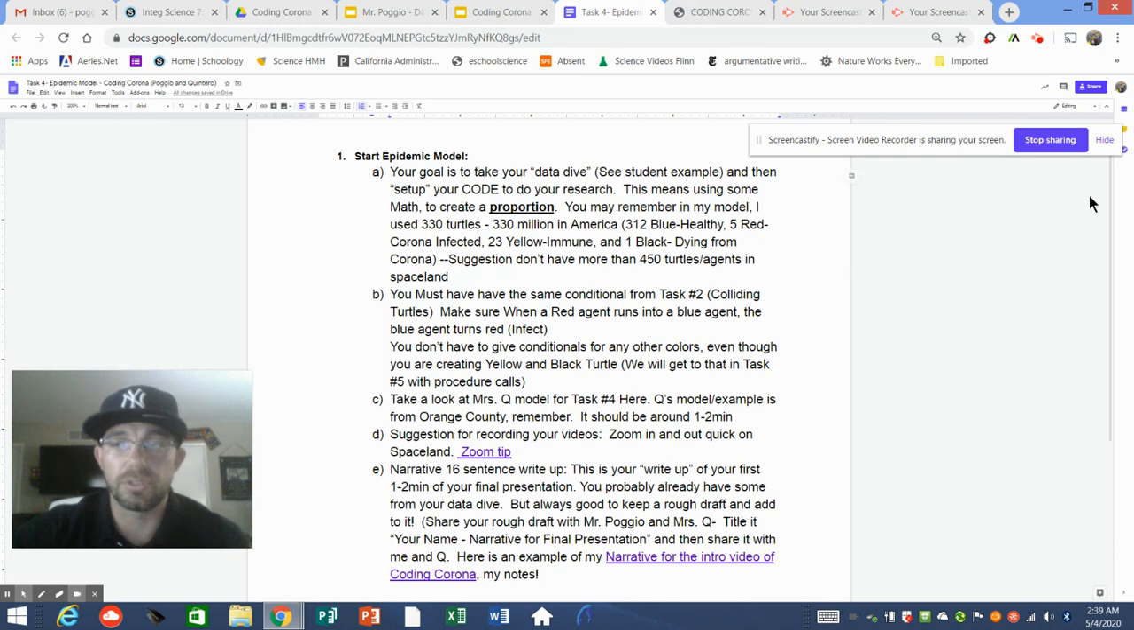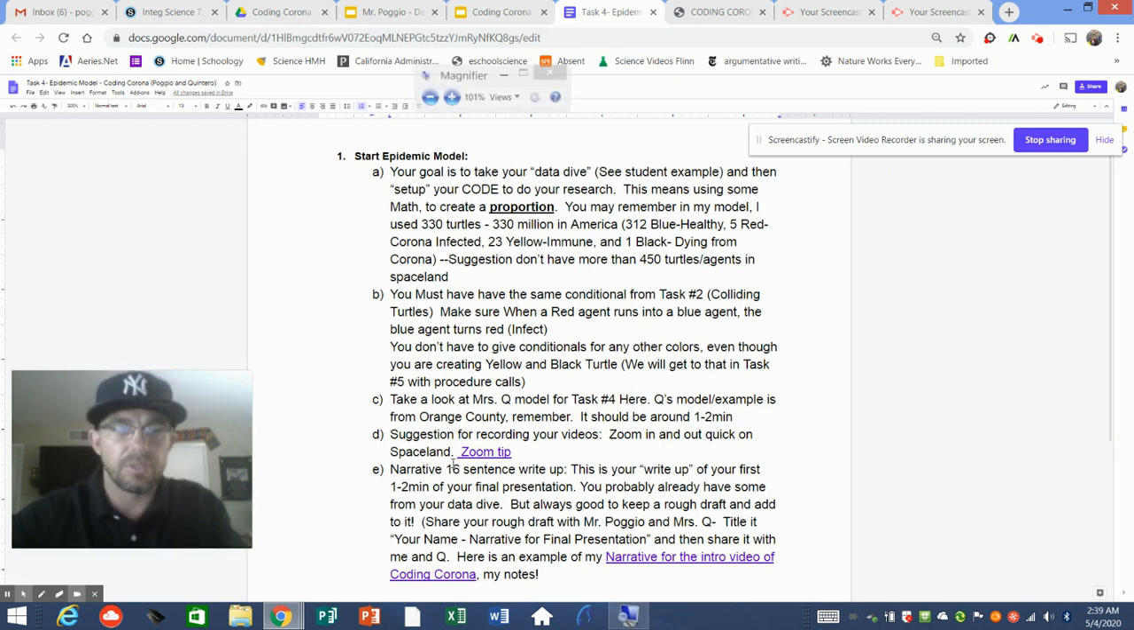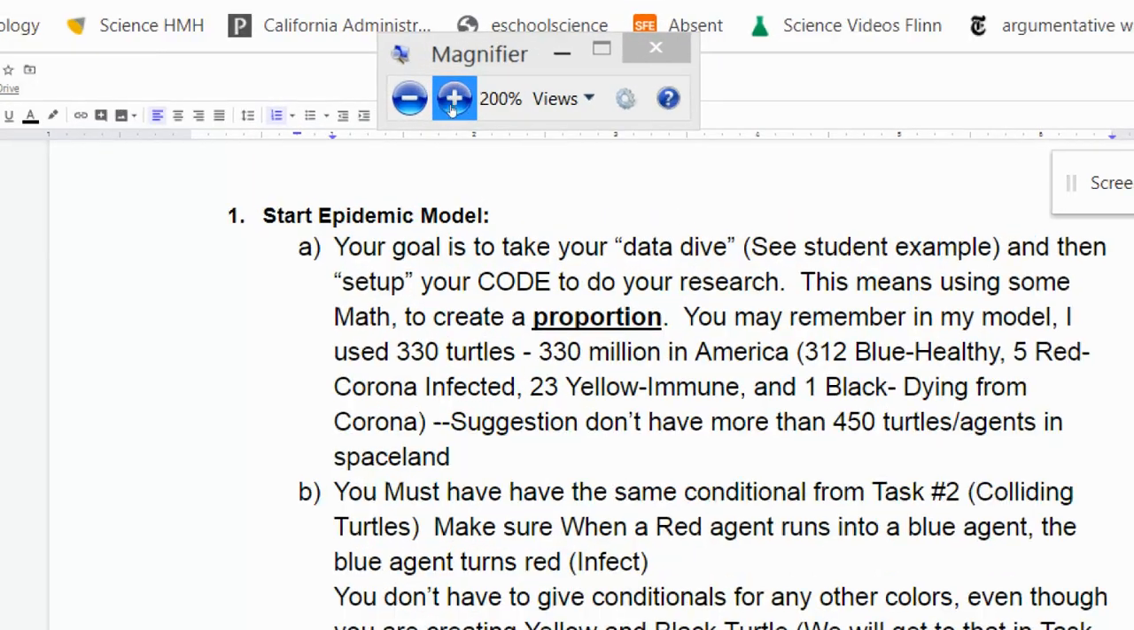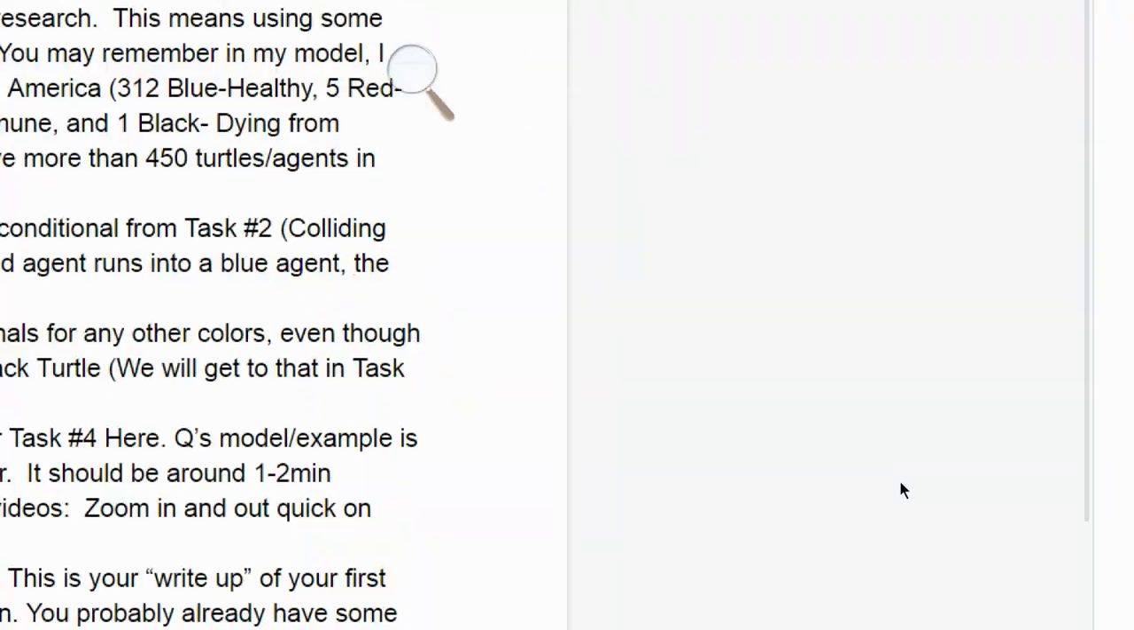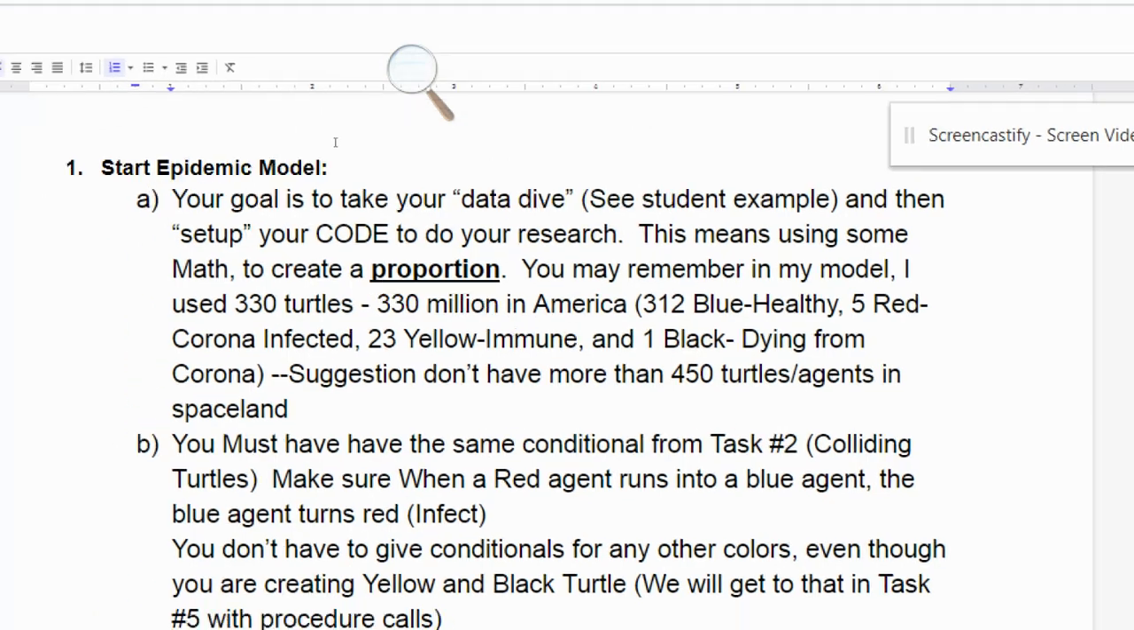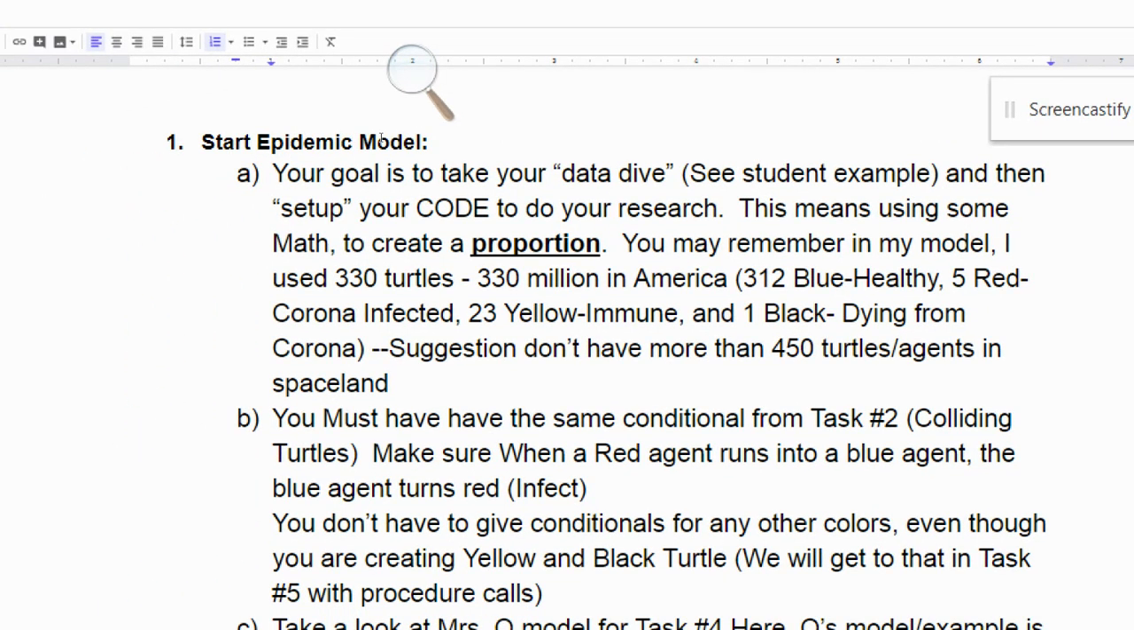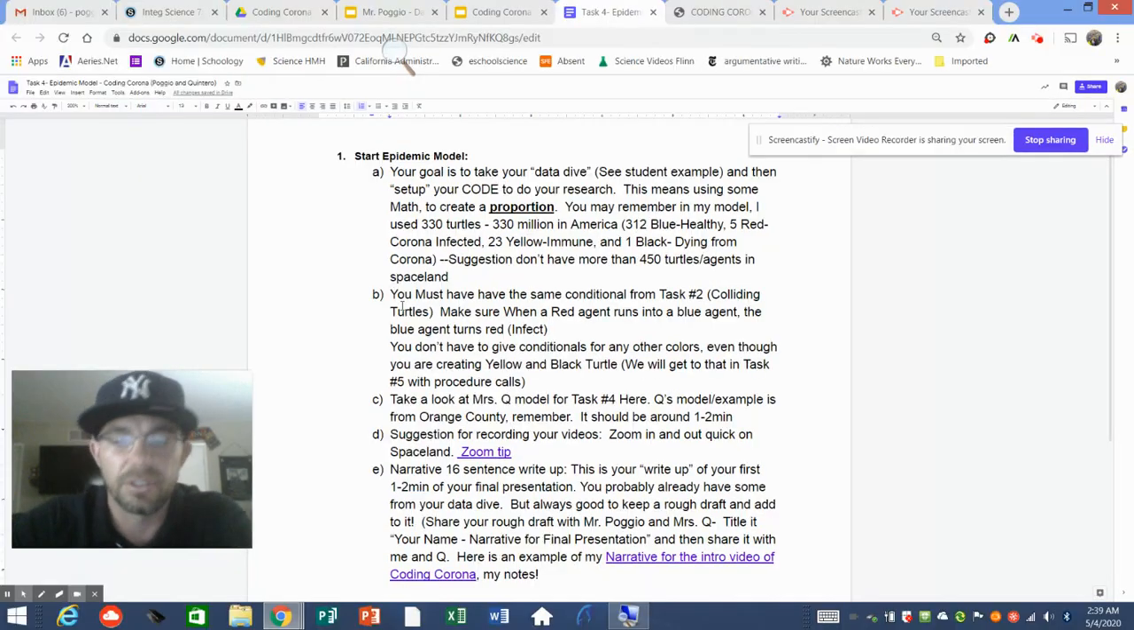Also, take a look at Q. She's going to have an example too coming up here soon. And I'll give you a tip: let's try zooming in and out. When you guys are working on your videos, I'd love it if you figure out how to zoom just a little here or there and move it around. Maybe there's something you want to show on Spaceland, maybe not. But just test out and play with zoom in your videos.